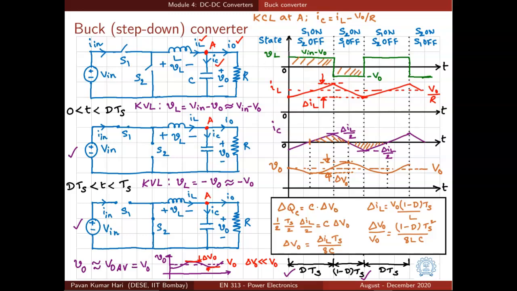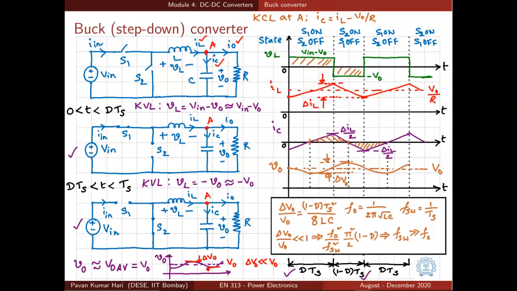So delta VO divided by VO can be obtained by substituting the expression for delta IL that we derived earlier. So this will turn out to be (1 minus d) Ts square divided by 8 LC. So that is the ratio of delta VO by VO. When this ratio is much smaller than 1, our analysis is correct. So we should choose L and C values in such a way that this relation holds good.